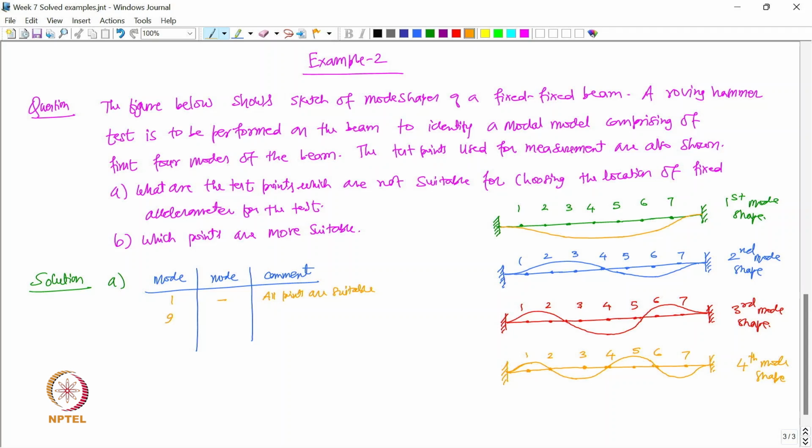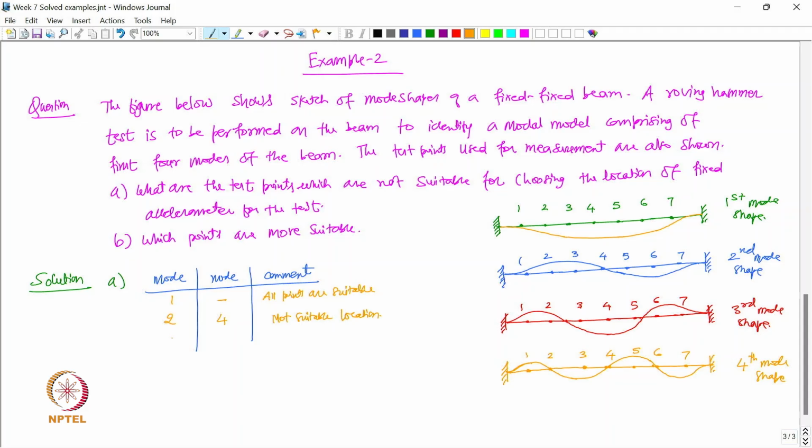Then let us look at mode number 2. For mode number 2, there is a node at 4. You can see at test point number 4, the second mode has a node. So, if we mount the accelerometer at point number 4, then the second mode will not be observable, it will remain unmeasured in that FRF, right. So, this mode will not be captured. So, this is a not suitable location.